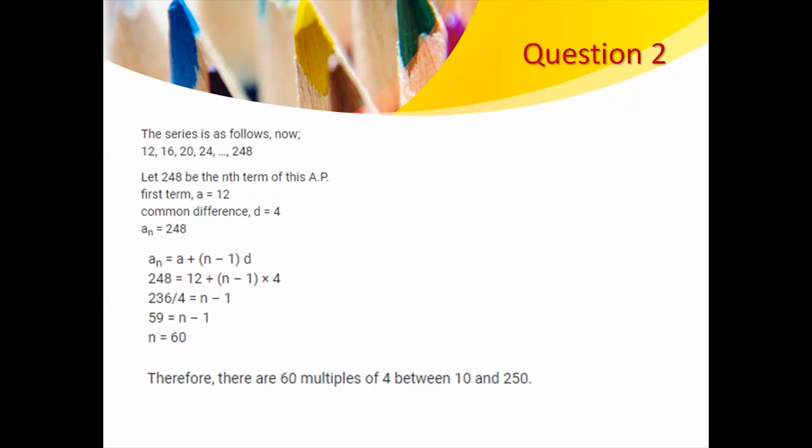Now you can have a variety of questions based on that. How many multiples of 7 lie between 10 and 500? So you can have a number of questions based on the same question. Now we move to the next question. Question number 3.